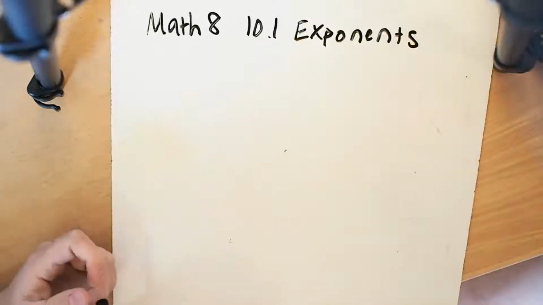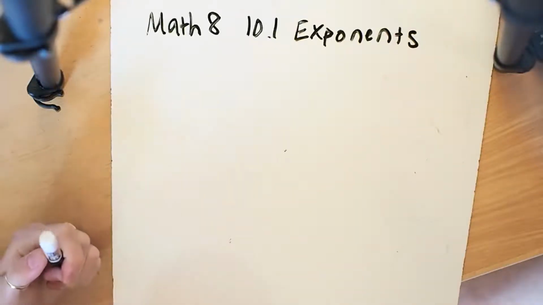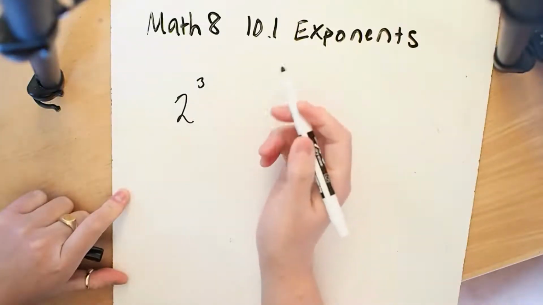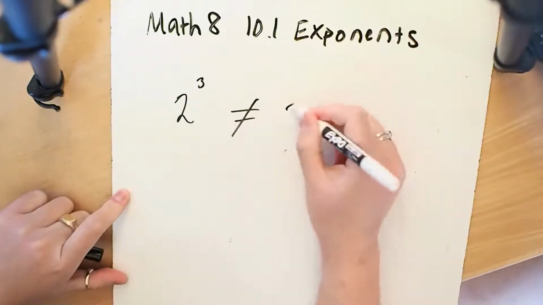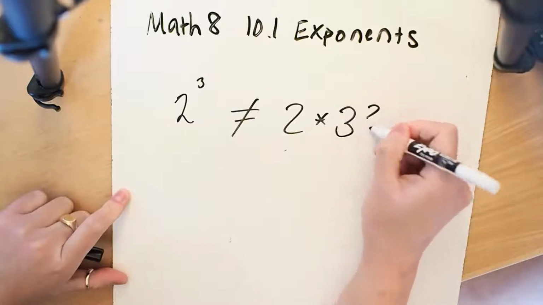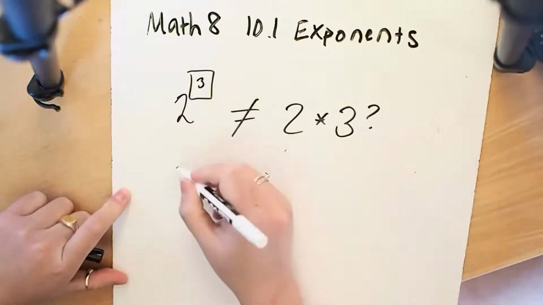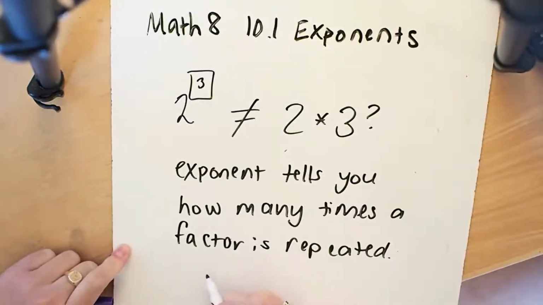Today we're going to do our introduction to exponents. This is chapter 10.1. Remember like a chapter ago when I talked about how 2 to the third is not the same thing as 2 times 3? This number here tells you how many times a factor is being repeated. 2 to the third power can be rewritten as 2 times itself for a total of 3 times. 1, 2, 3. So we'll end up getting 8.